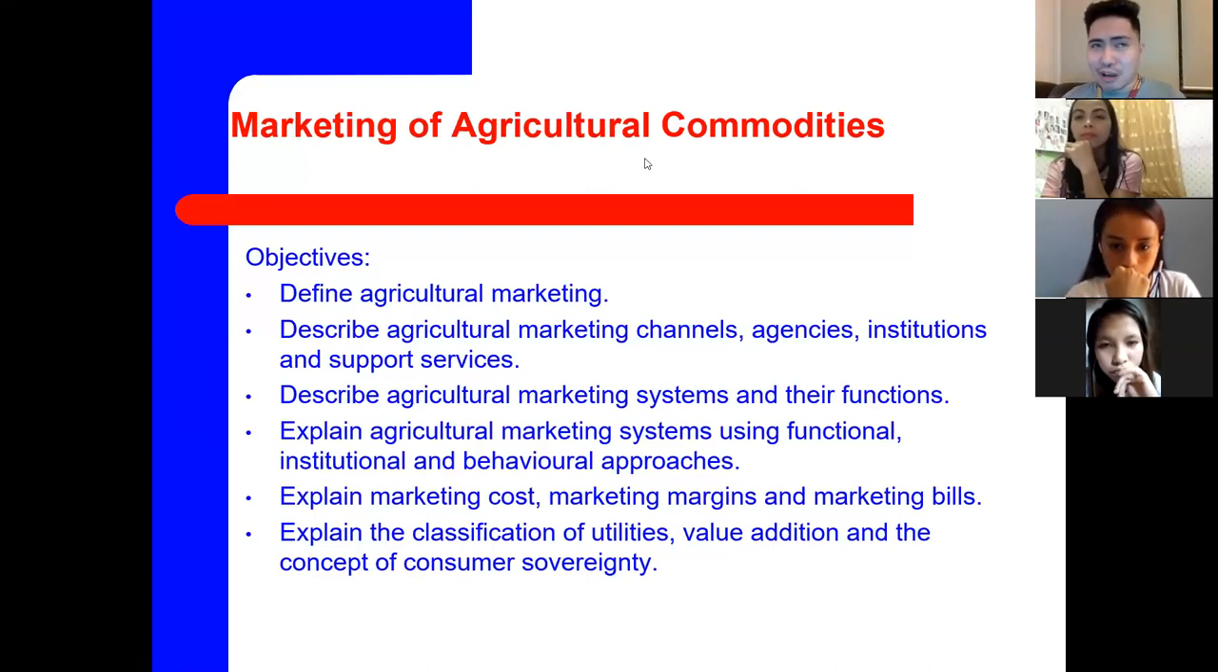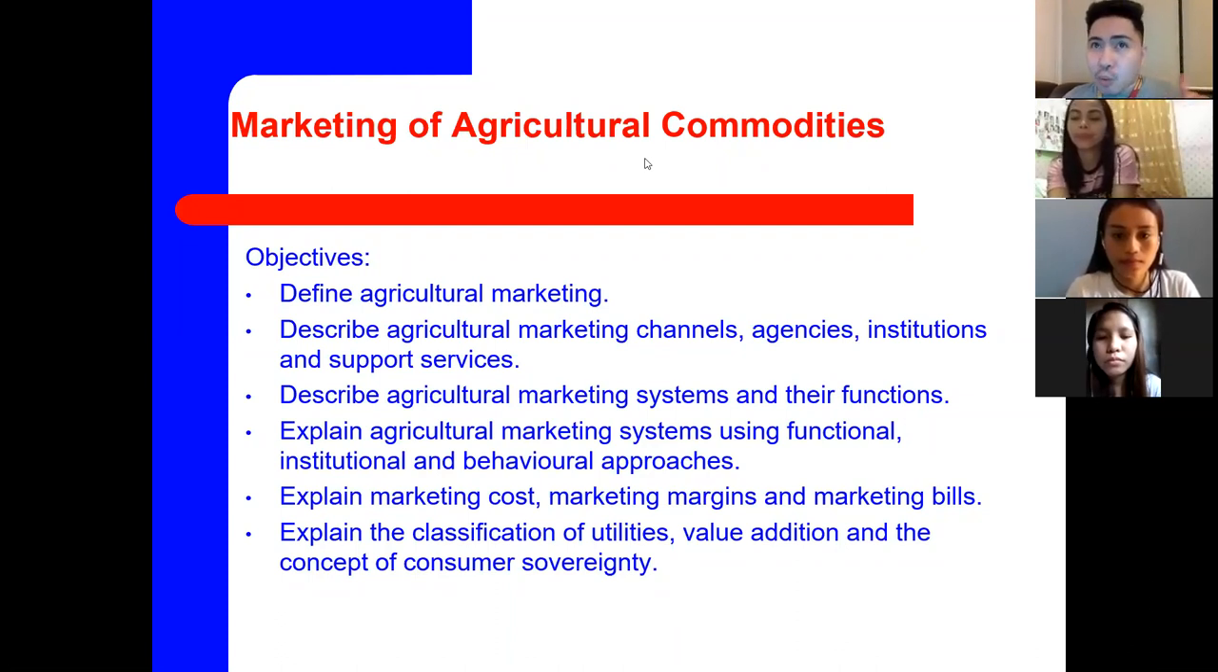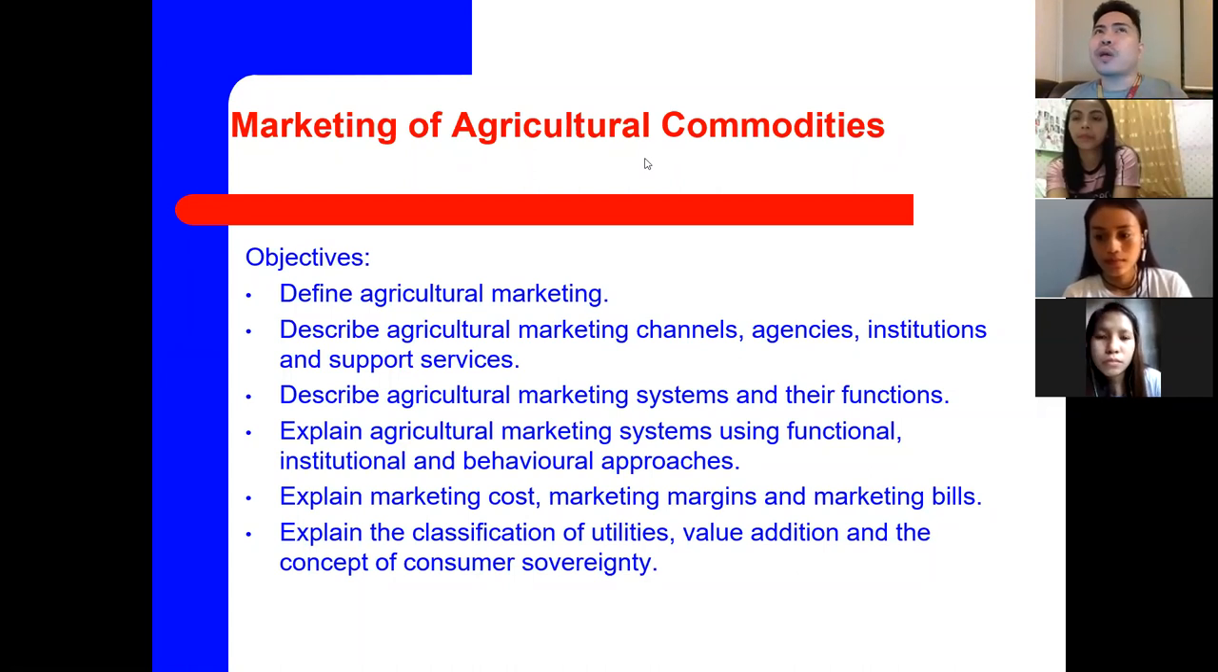In fact, taking agricultural courses or degrees like agribusiness, agriculture, agricultural and biosystems engineering is the least appreciated choice, despite the fact that it is the number one priority of the Commission on Higher Education. So we, being marketing management students, it is our duty to serve as a bridge for common people to understand agriculture by studying agricultural marketing.